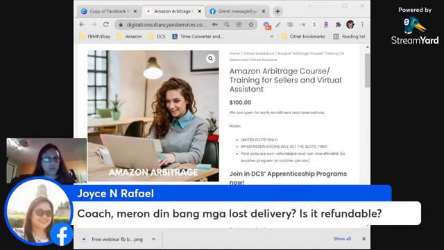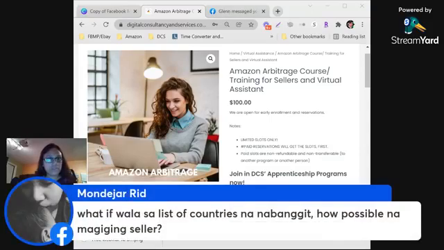Is there a lost delivery, and is it refundable? Yes. It is better here, because all the products here are insured. So if you didn't receive your products, they will refund or replace your items or your orders.